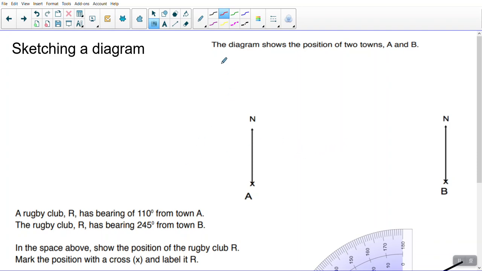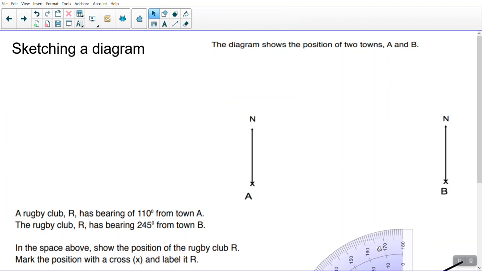All right, so to start with, the diagram shows the position of two towns, A and B. So that's town A and that's town B. They're drawn with their north lines. A rugby club R has a bearing of 110 from town A. So 110 would approximately come here, because it's between 90 and 180.